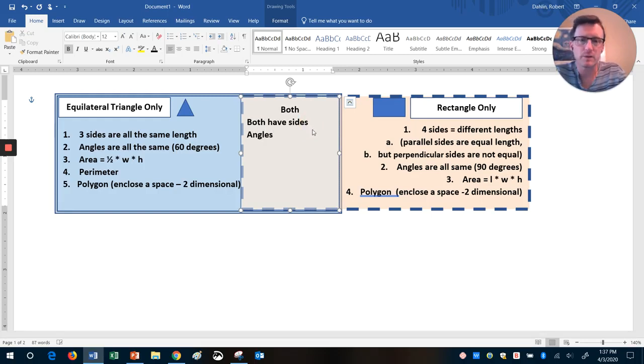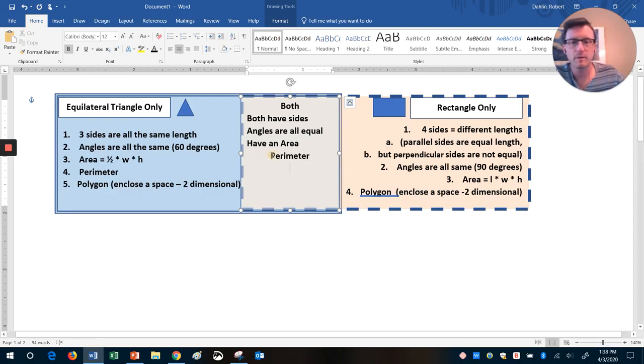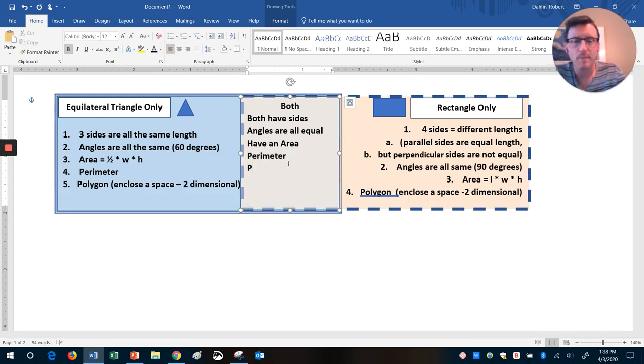Their angles are all equal, meaning the triangle's angles are all the same and the rectangle's angles are all the same. But if you compare the angles of a triangle to the angle of a rectangle, they are different. So that'll be something we put differently. They both have an area. Okay. We can measure their perimeter. Okay. They are both considered polygons, okay, and they're two-dimensional.